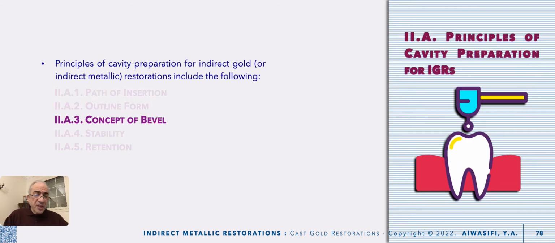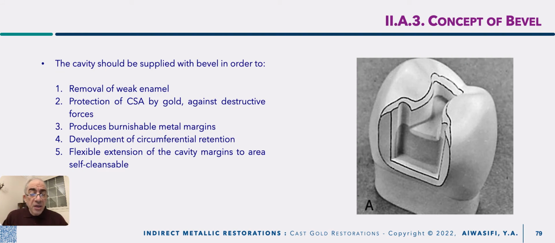Okay, then, especially for indirect metallic restorations, there is a bevel. You should supply your cavosurface margin with a bevel. Why? Because when you are diverging your cavity, the cavity walls will not be in the same direction as the enamel rods, and you will have a weaker enamel. So number one, you need to remove the weak enamel and protect the cavosurface margin by covering it with gold. That's why you need to create room to burnish the metal, to produce a burnishable metal margin.